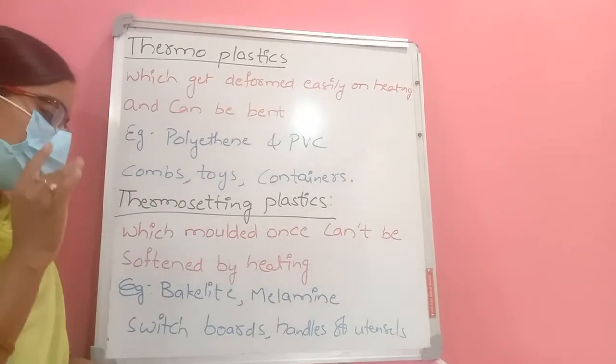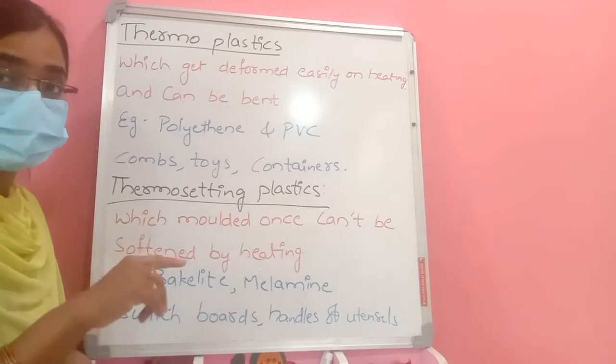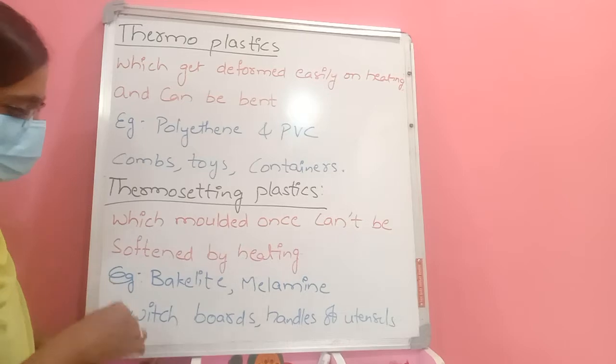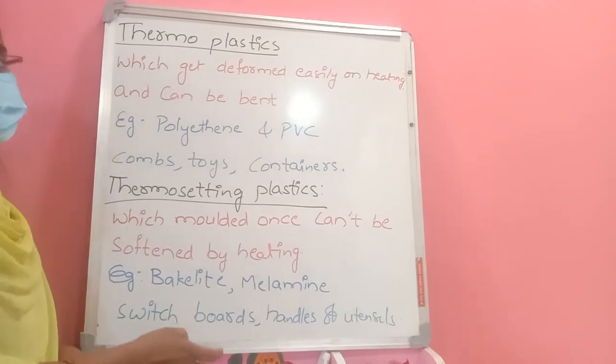These are thermosetting plastics. Examples of thermosetting plastics are bakelite and melamine. These are used to prepare switchboards and handles of utensils.